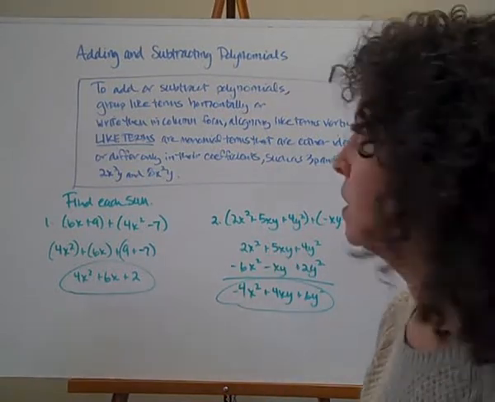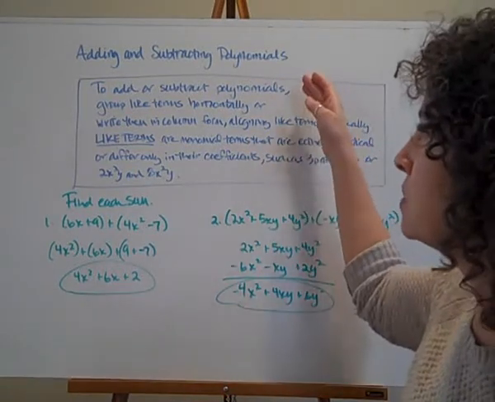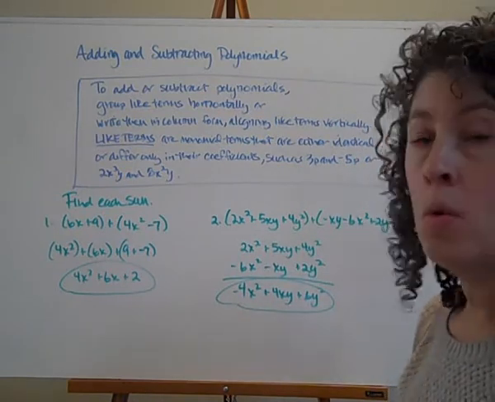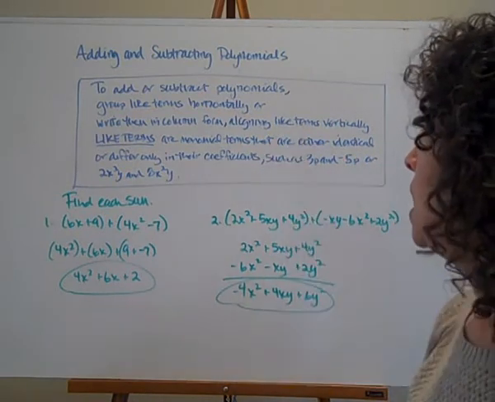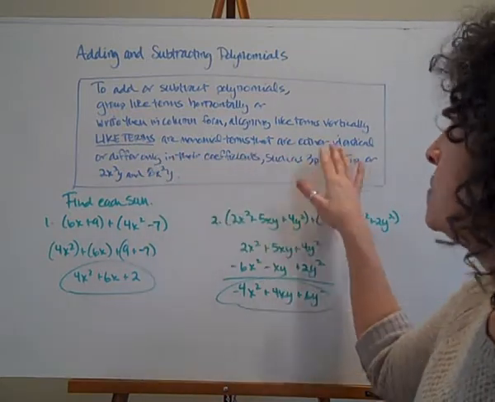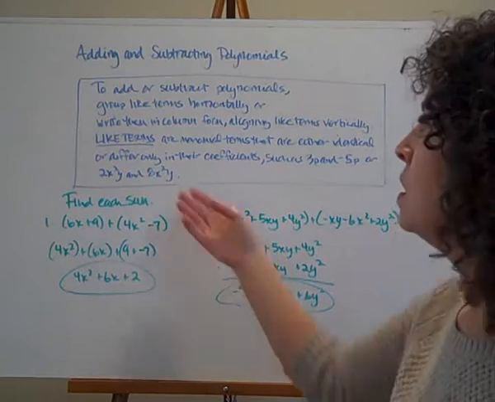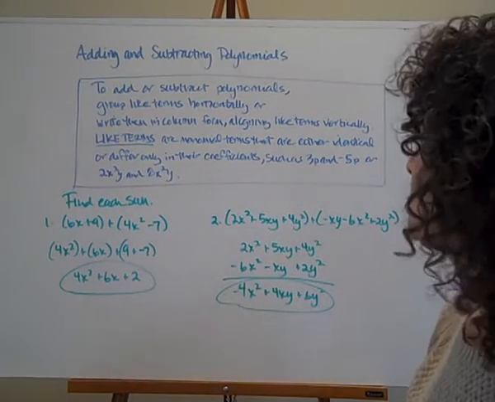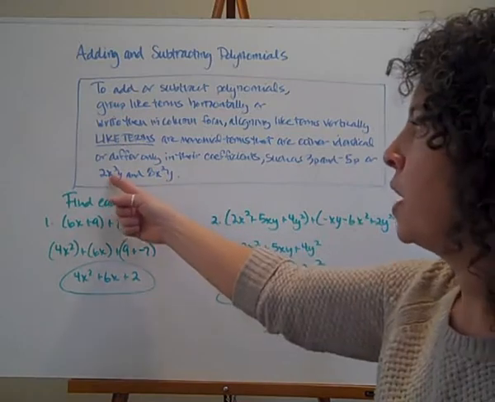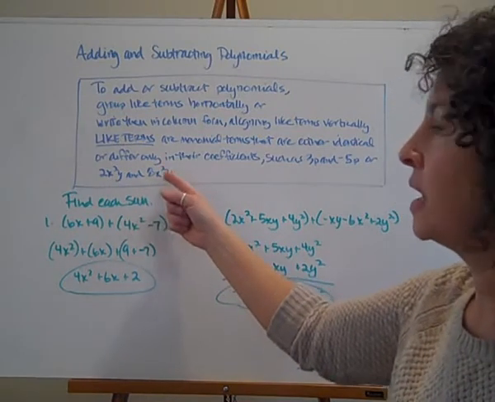Adding and subtracting polynomials. To add or subtract polynomials, group like terms horizontally or write them in column form, aligning like terms vertically. Like terms are monomial terms that are either identical or differ only in their coefficients, such as 3p and negative 5p, or 2x squared y and 8x squared y.